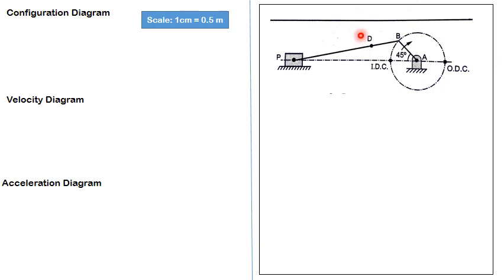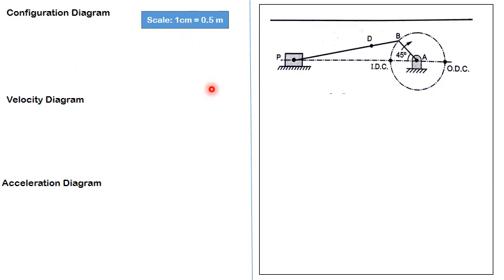We already read the problem statement, wherein the crank length AB is mentioned as 0.5 meter and the connecting rod length BP is 2 meter. So the scale which I am selecting here is 1 centimeter equals 0.5 meter. That means the AB crank of 0.5 meter, I am going to draw with a scale of 1 centimeter. And BP, which is 2 meter, I am going to draw to the scale of 4 centimeter in this diagram.